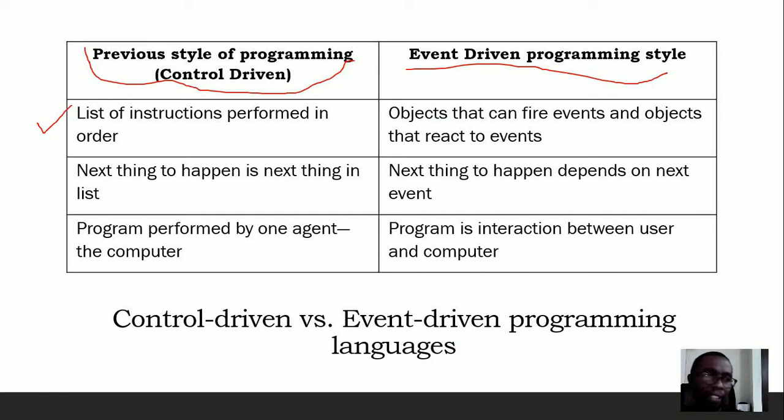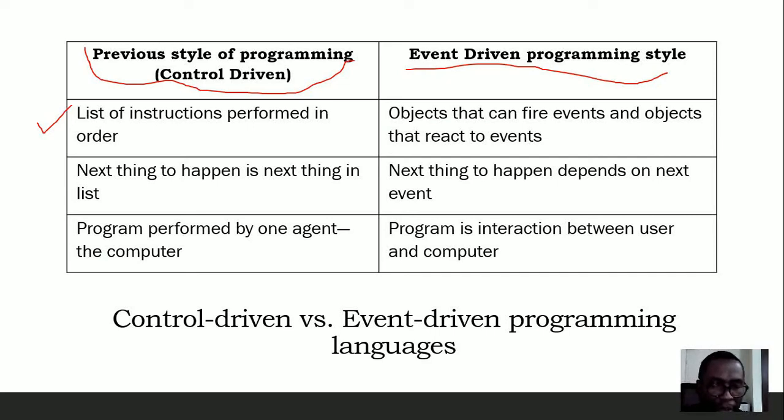So that means that we're not going to have a sequential execution of programs. We are just going to have the program executing only what is being triggered or what is being pressed, what event is being undertaken. So that is where we have a difference between the control driven and the event driven.